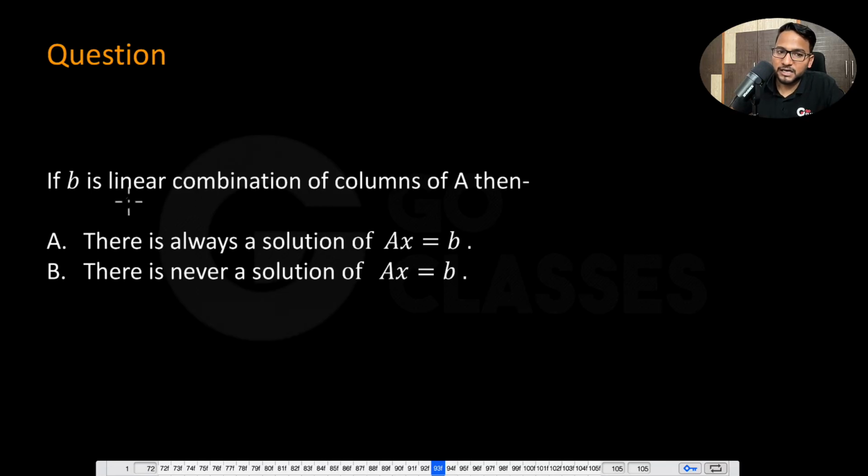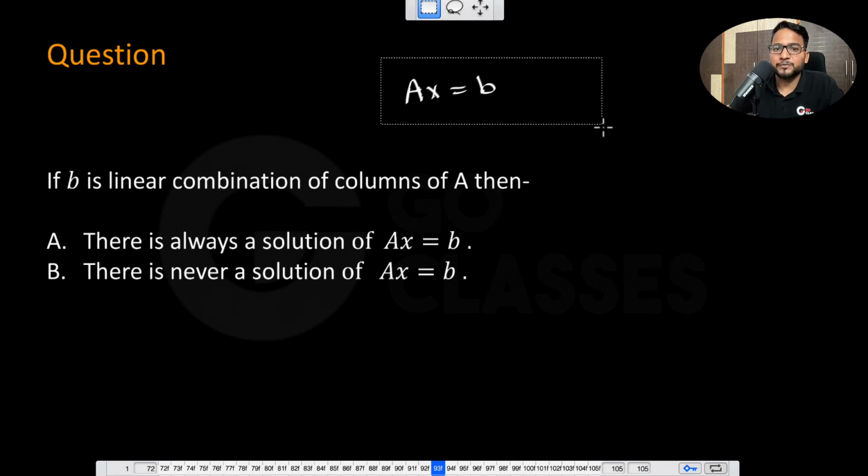So what they're asking is that if B is a linear combination of columns of A, okay. I'm not writing the whole question. So basically, they are talking about Ax equal to B. Now they are saying if this B is a linear combination of columns of A, then there is always a solution of Ax equal to B, or there is never a solution of Ax equal to B. Which means they are saying that this B on the right hand side is given to you, which is a linear combination of columns of A.